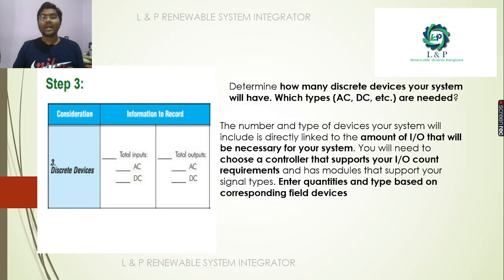Step number 3, you need to know how many discrete devices you're going to have for your system. It means how many digital inputs you are going to have and how many digital outputs you're going to have. That you have to decide. And make sure the controller that you're going to choose will support the I/Os that you planned.